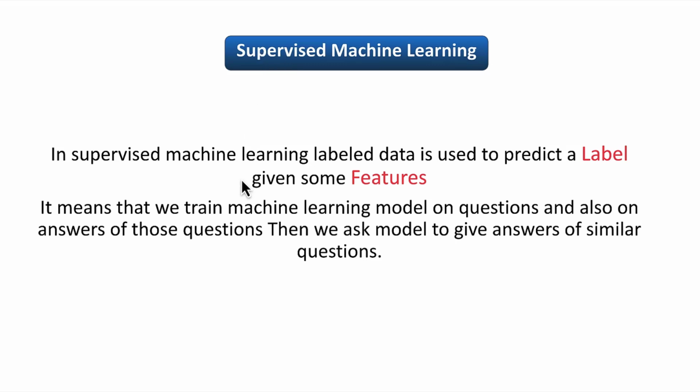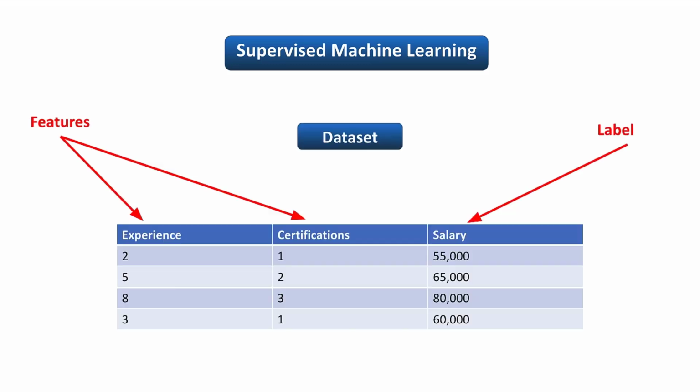So now let's look at the first type of machine learning, which is supervised machine learning. So in supervised machine learning, labeled data is used to predict a label given some features. So what does that mean? It means that while training a supervised machine learning model, we use a dataset where we have both features and label. Like this dataset for predicting the salary of a person contains both features and also the label. So now in supervised machine learning, we are going to pass both of these features and also this label to our machine learning algorithm. And now our algorithm will find the pattern based upon this input and this output.